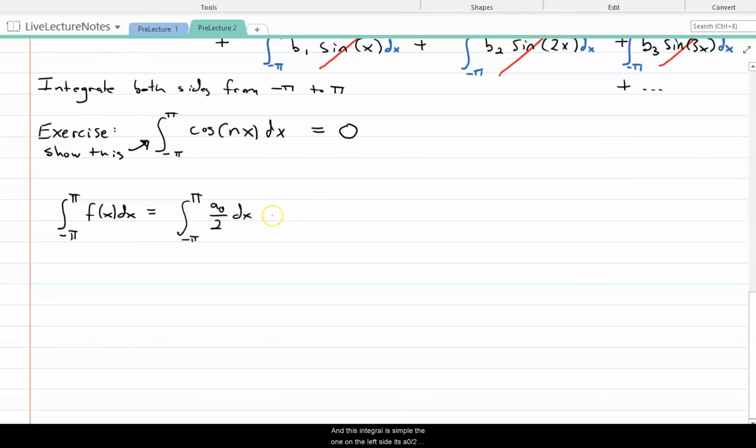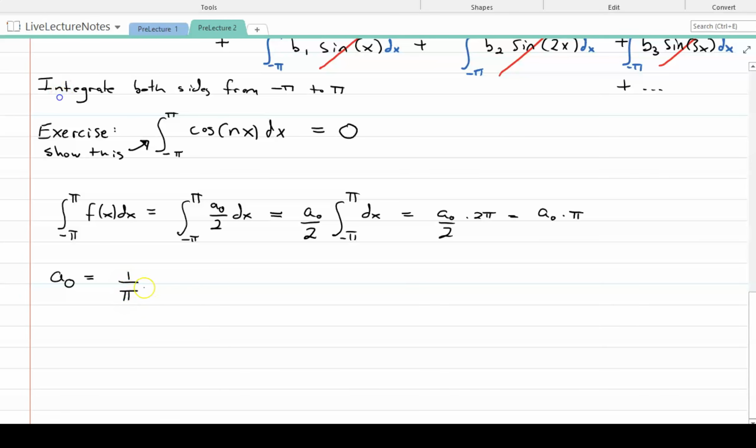And this integral is simple, the one on the right side. It's a0 over 2 because a0 is a constant, integral minus pi to pi dx, which is a0 over 2 times 2 pi, which is equal to a0 times pi. Solving for a0, what I've determined is a0 is equal to 1 over pi, integral minus pi to pi, f of x dx.